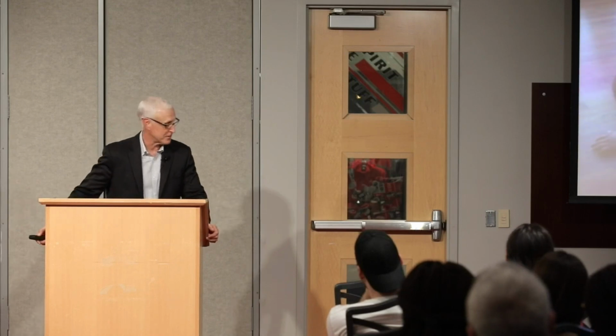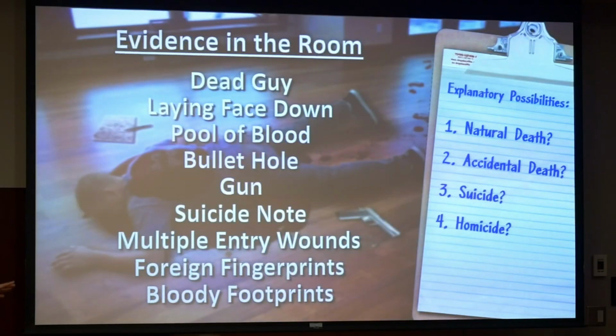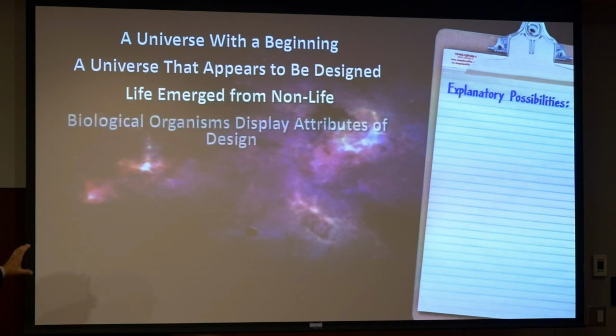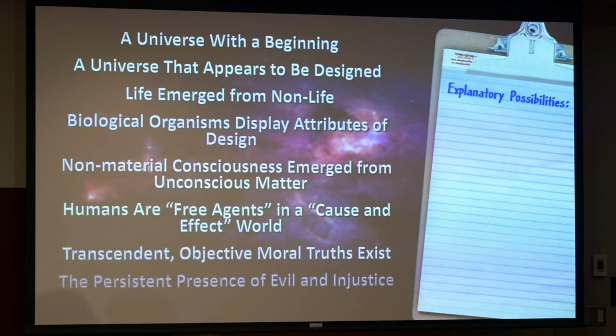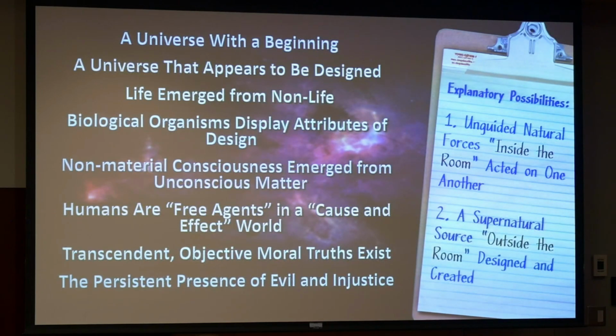But we're going to take this model of comparing evidences to explanations and we're going to move it to the universe and simply ask the question, given these pieces of evidence in the universe, which of these two explanations, either staying inside the room or moving outside of naturalism, is the most reasonable inference from evidence? And we're going to stay in the latter category tonight. We're just going to talk about the last two pieces.